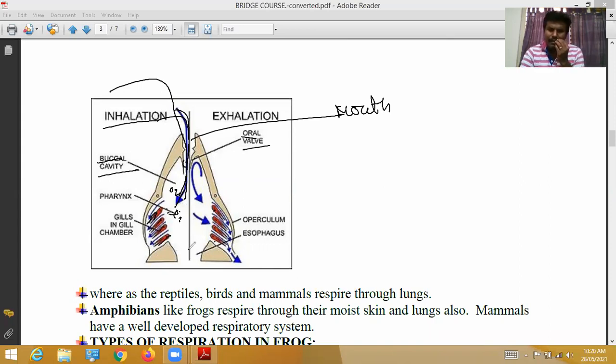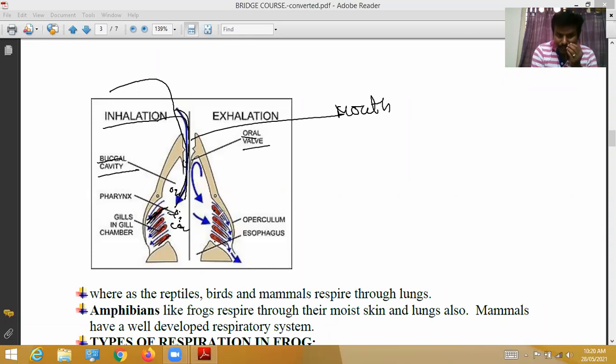The number of gills varies from one species to another. Here, in this particular fish, four pairs of gills are there. Through the gills, oxygen is entered into the gill pouches. In the gill pouches, oxygen is absorbed by the gills and circulated to various body parts. At that time, oxygen is released into the body parts, in this place only.